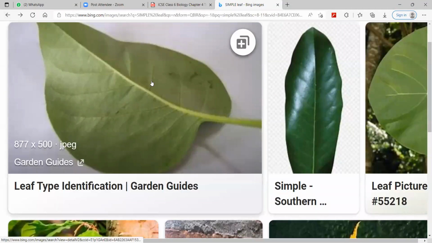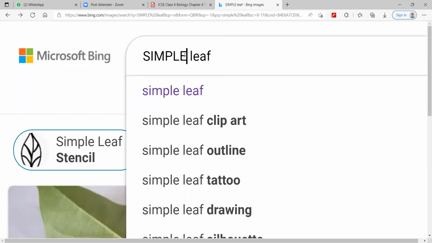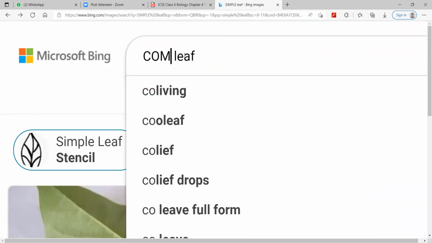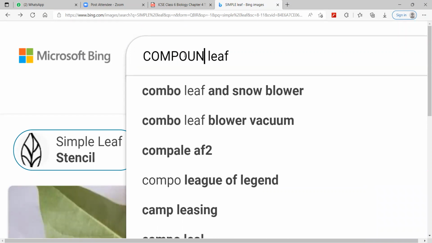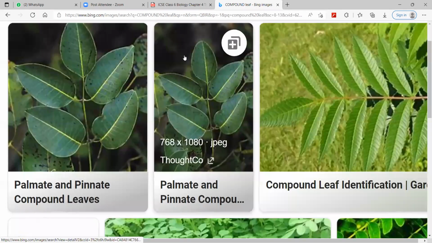और लेट मी शो यू द एग्जांपल ऑफ कंपाउंड लीफ आल्सो. फॉर एग्जांपल नीम लीफ, compound leaf. Let me show you the example of compound leaf. Yes, this one is compound leaf. You can see the whole leaf is subdivided into leaflets. Small leaflets are present, and the lamina has touched the midrib. This one was the midrib, and the lamina of the leaf has touched the midrib, right?